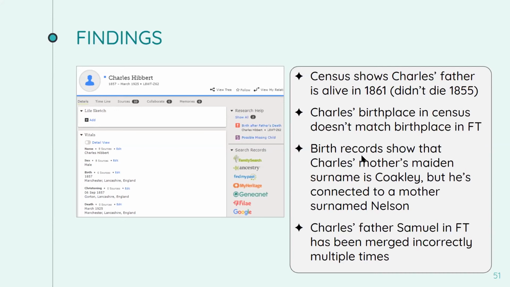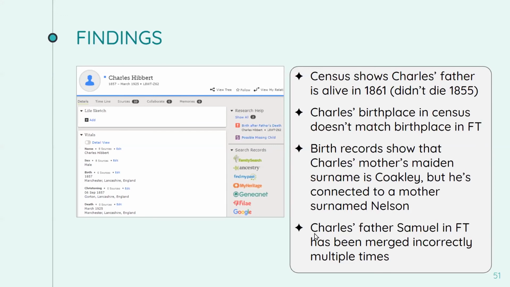So as I looked at birth records for this Charles Hibbert, he was actually very easy to find in English civil registration. Turns out that his mother's maiden surname, according to civil registration, is Coakley. But guess what? In Family Tree, he's connected to a mother with the last name of Nelson. Again, that's screaming bad merge.